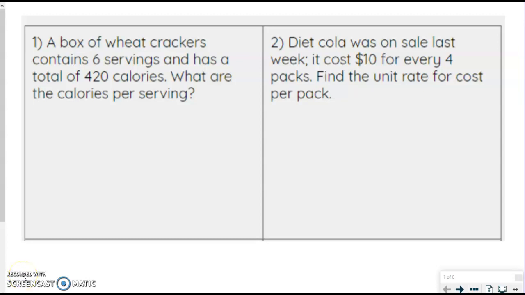Time to talk about unit rates. So this is 1C notes, and we are going to talk about unit rates a little more than we did in 1A. So let's get started with this first one. Have your pencil and packet ready to go. So we got the first problem here.